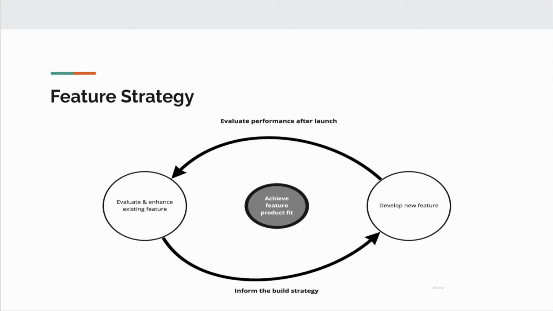Feature strategy, basically the evaluation of the feature or achieving feature product fit, is a completely iterative process where we evaluate the performance of each enhancement or feature which we have built, and also we develop new features on the dev side, and then again evaluate performance after launch for that feature. This iterative process helps us to achieve the best fit of the feature for your product.